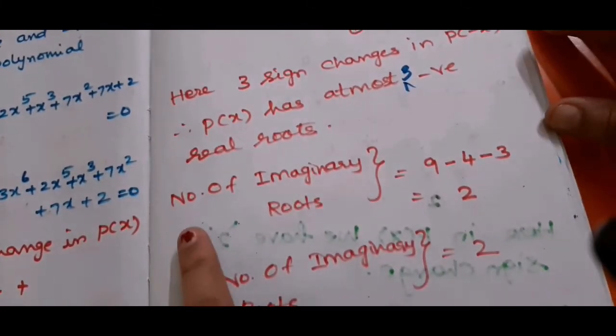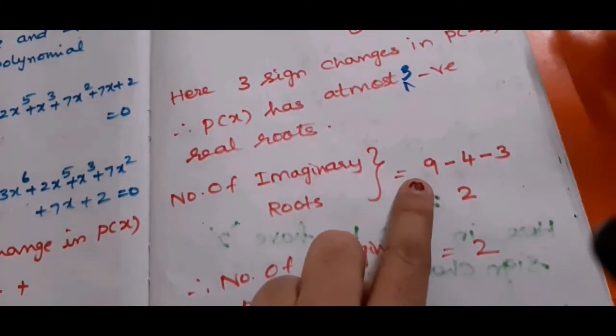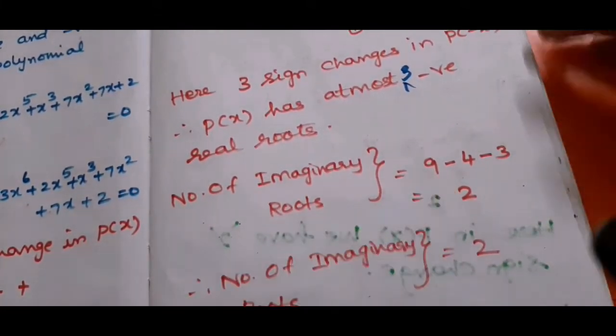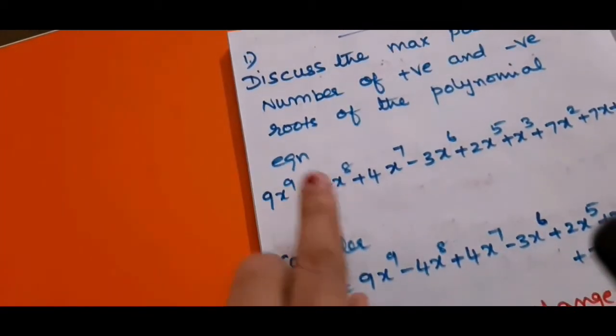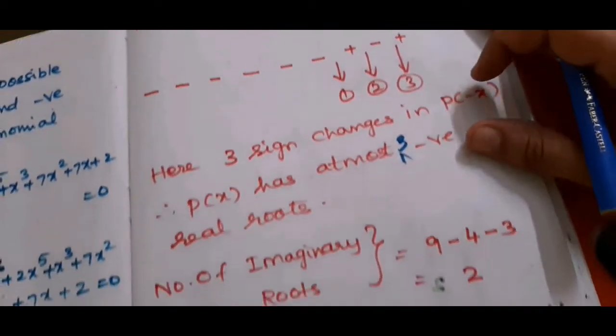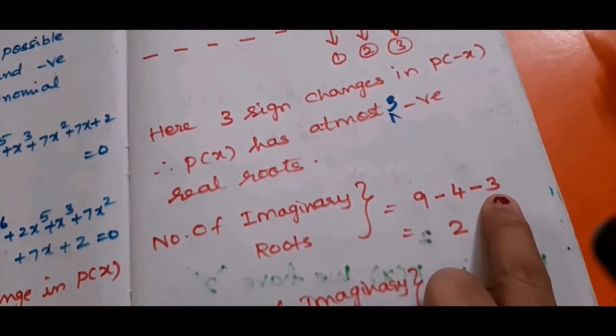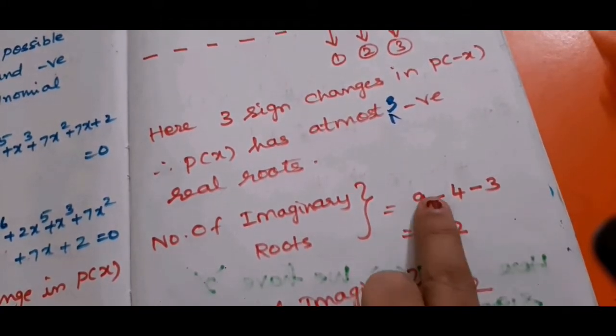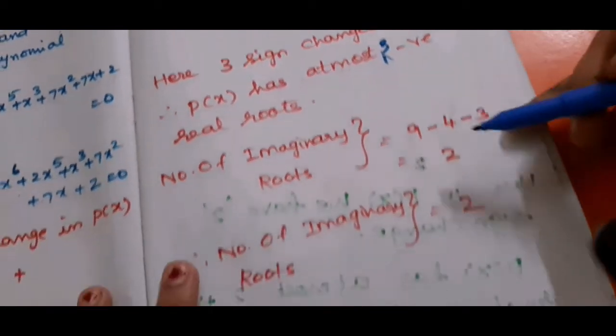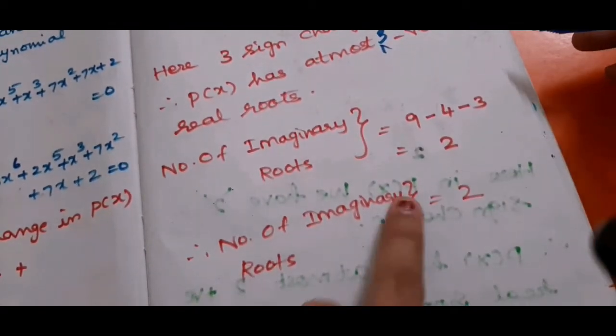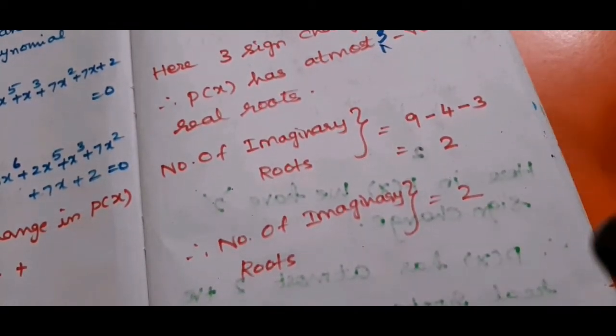And then the number of imaginary roots can be found out by the degree of the polynomial. The degree of the polynomial is 9. So 9 minus number of positive real roots, number of negative real roots. So 9 minus 4 minus 3, that is equal to 2. Therefore the number of imaginary roots is equal to 2.